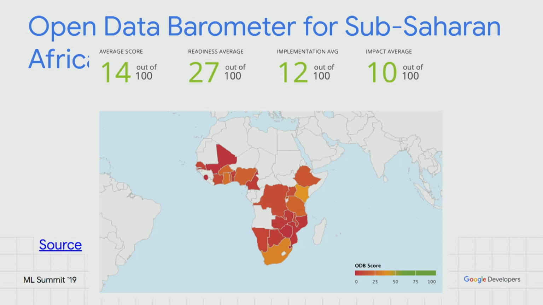So one of the motivations for my talk came from the Open Data Barometer for Sub-Saharan Africa. So this is data that is annually published by the WWF Foundation. And one of the things I saw is that in Sub-Saharan Africa, the average score is actually 14 out of 100. And this is based on the readiness, some implementation, and the impact. And then I actually went to Nigeria, which is where I originally come from. And I saw that the score is actually 21 out of 100, and they're ranked 70th in the world out of about 110 countries.